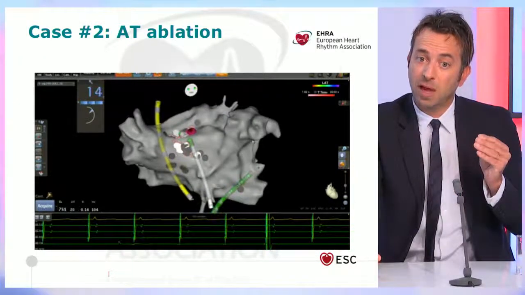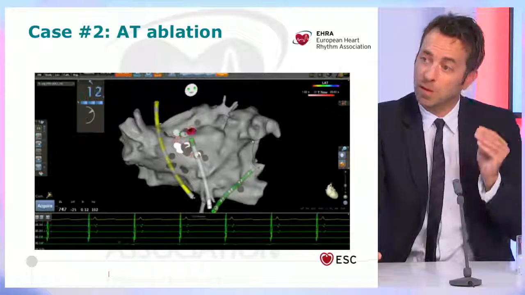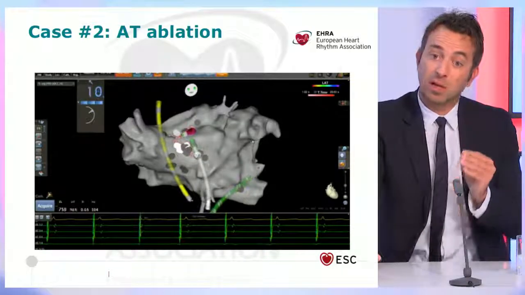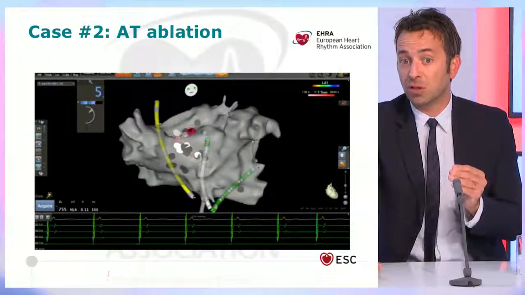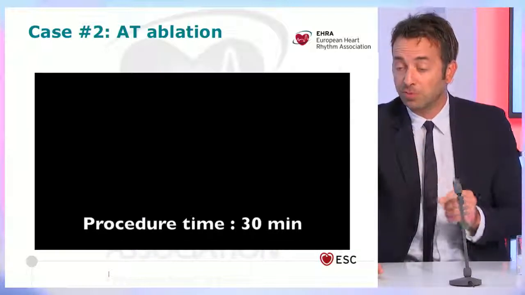So if I had ablated the AV node and put a pacemaker in this patient, that would have been, I think, a bad decision, because this arrhythmia was very simple.